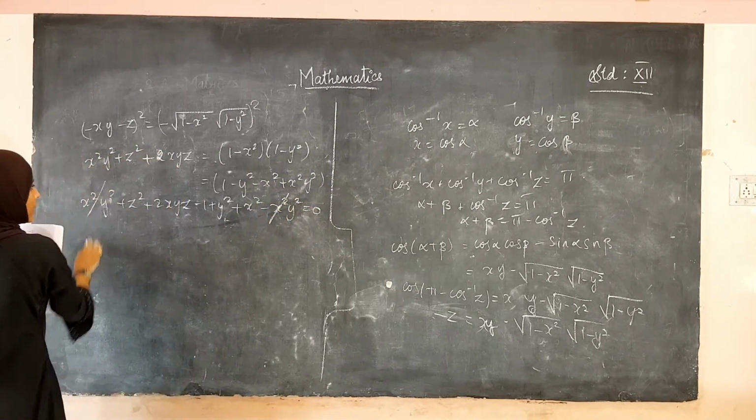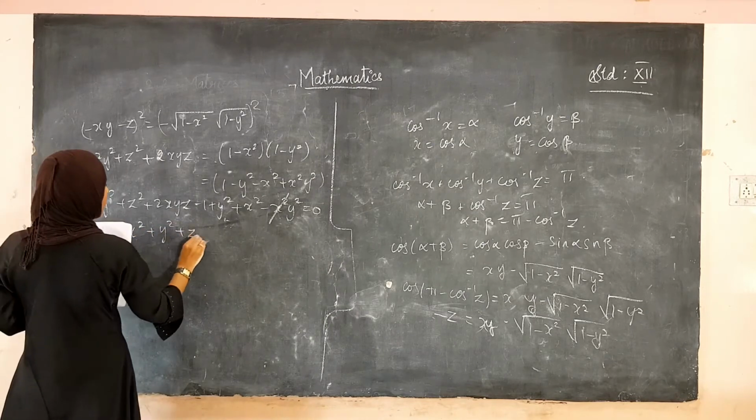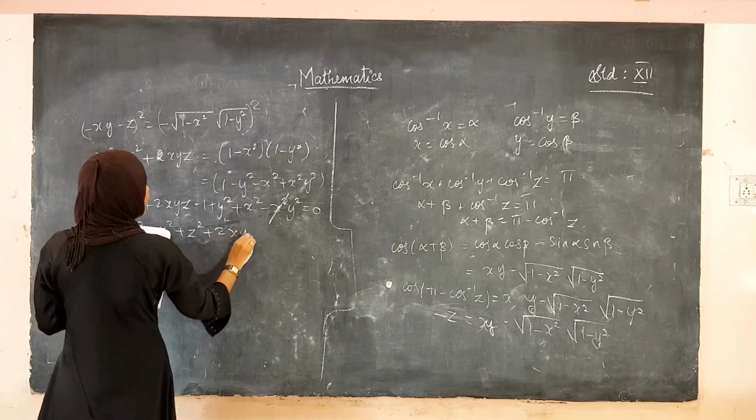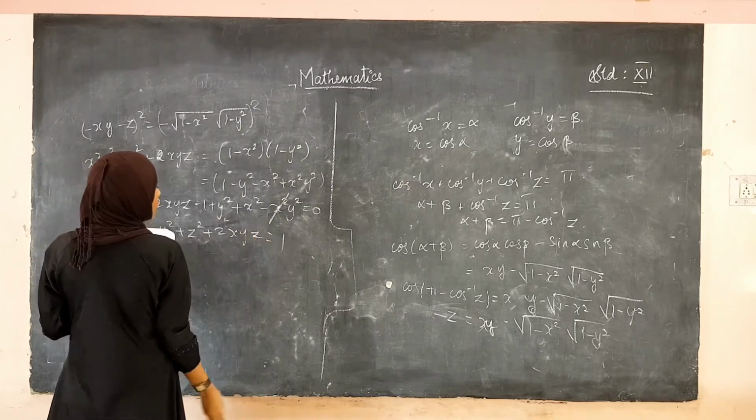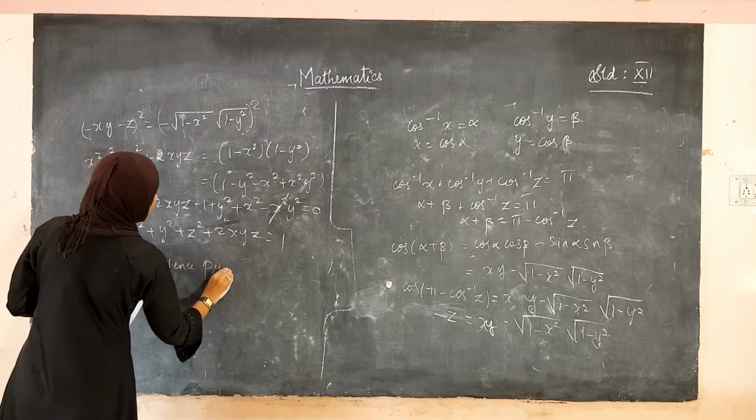This term and this term get cancelled. So the remaining will be x squared plus y squared plus z squared plus 2xyz. Bringing this minus 1 this side, it becomes 1. Hence proved. This is what we have to prove, right? Hence proved.